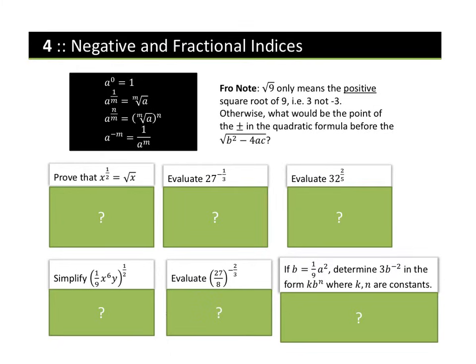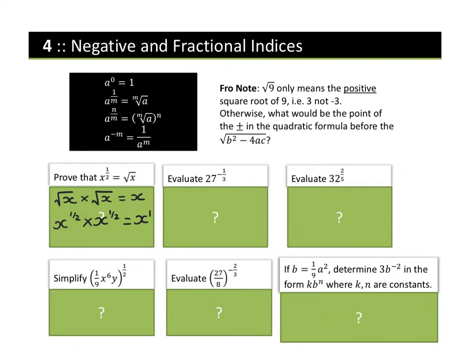So to prove that x to the power of a half is actually the same as the square root of x, okay? Well, the square root of x times the square root of x equals x. We know that as a fact. So that should mean that x to the power of a half times x to the power of a half should equal x. x to the power of a half times x to the power of a half equals x to the power of 1, which is in fact just x. Because when we multiply indices with the same bases, we add the powers.